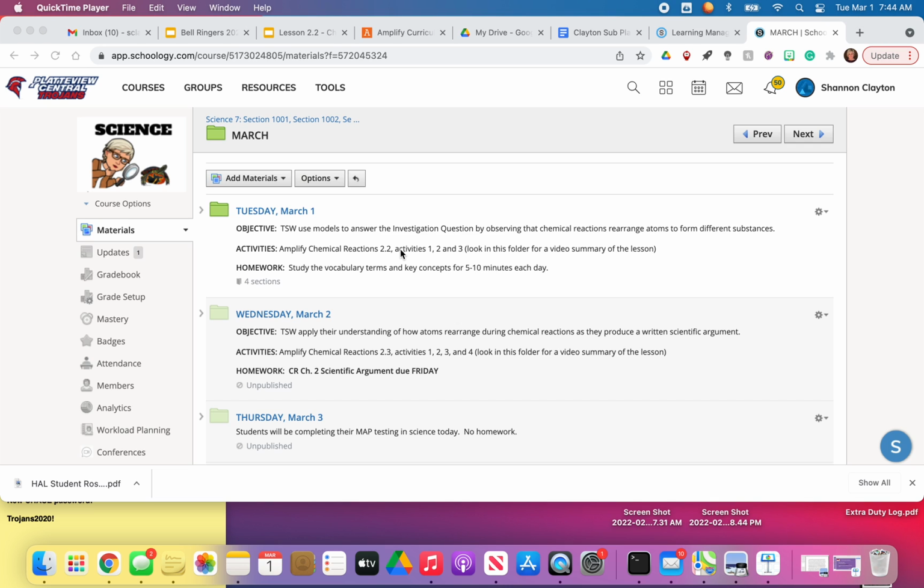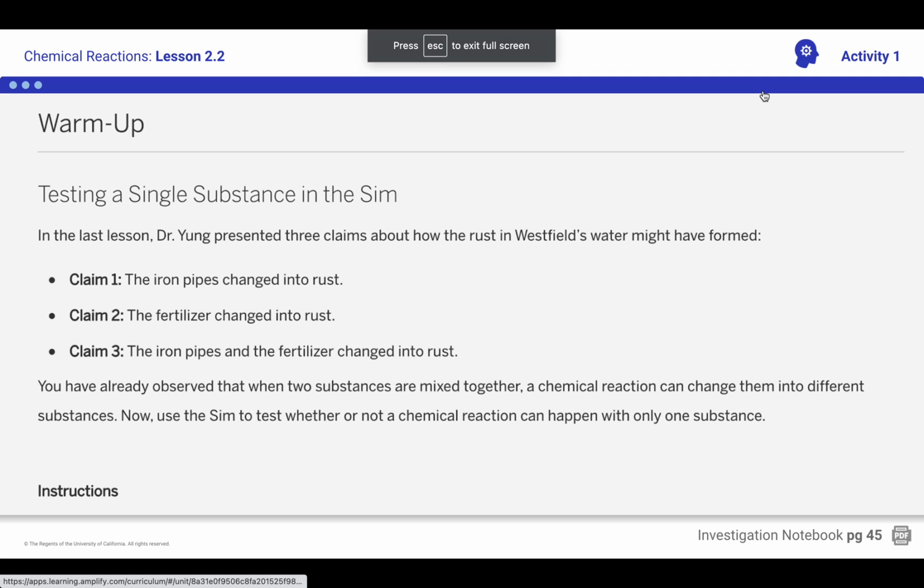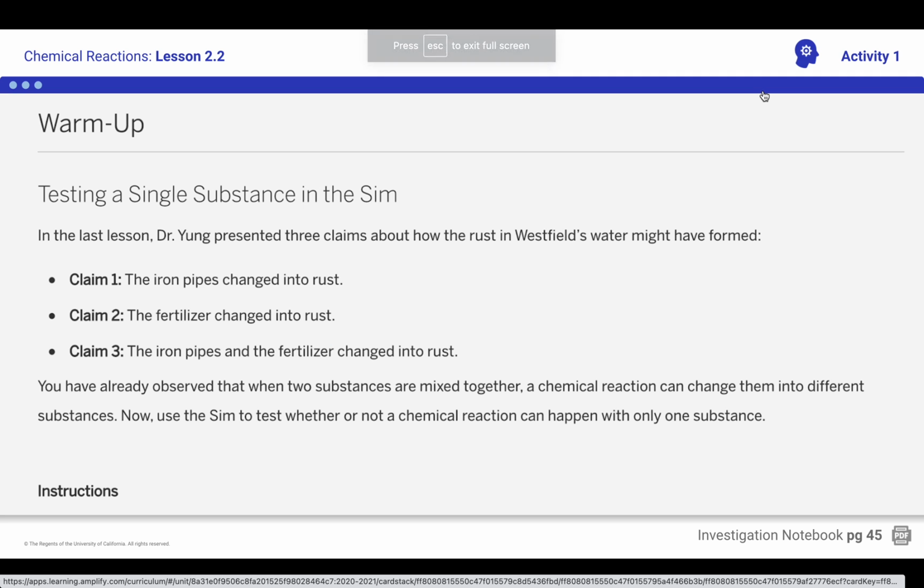All right, so the objective today is the student will use models to answer the investigation question by observing that a chemical reaction will involve a rearrangement of atoms to form different substances. Let me take you quickly into my PowerPoint. So the kids today did the warm-up, and the warm-up is asking them to open the sim.